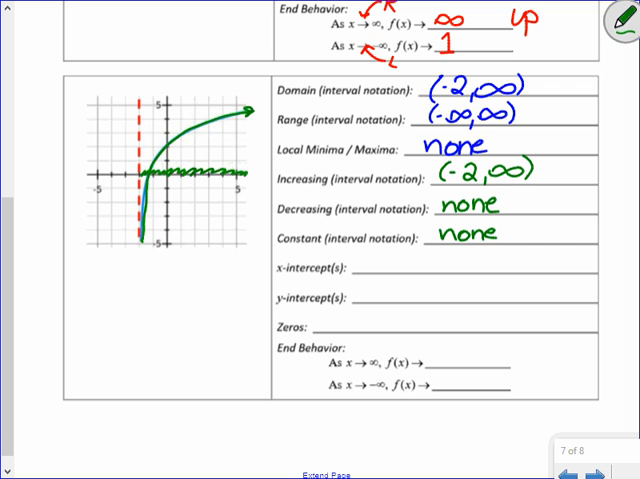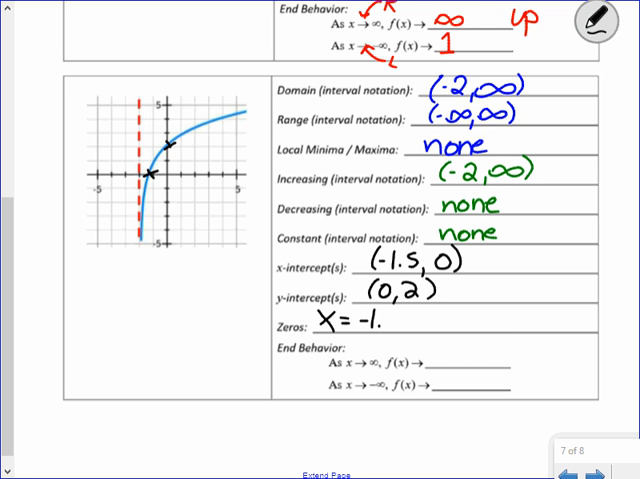Alright, let's take a look at the x-intercept. So it's another decimal here. Let's call that -1.5, maybe. Close enough. Approximately -1.5 is where the x-intercept is. So the y-intercept is at (0, 2). And again, for zeros, you would write x equals, and then whatever the x-intercept was, but not as a point, just give me the x value.